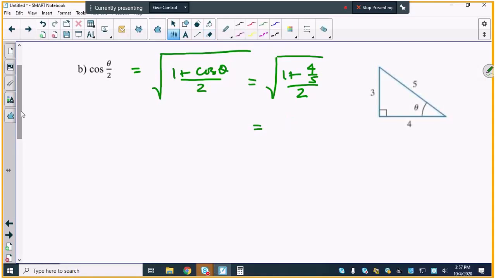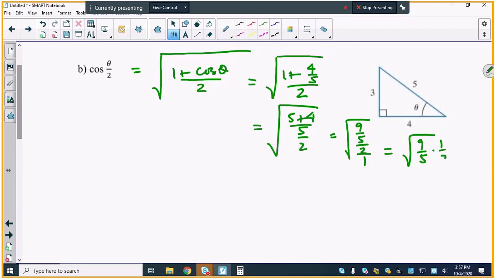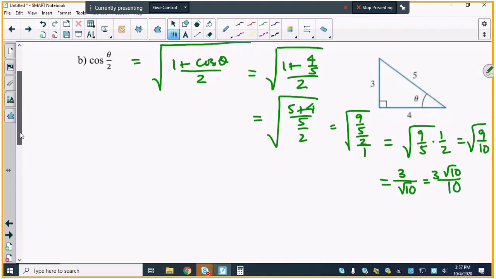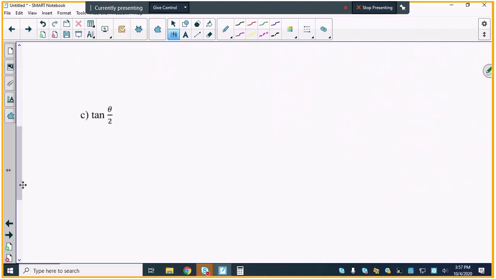So I can write one more step for that. You can say (5 plus 4)/5 over 2, which is the square root of 9/5 over 2 over 1. That's your 2, which is 9/5 times 1/2. And that's the square root of 9/10. I can call it 3 over square root of 10, or 3 square root of 10 over 10. And the final one is tangent of theta over 2.